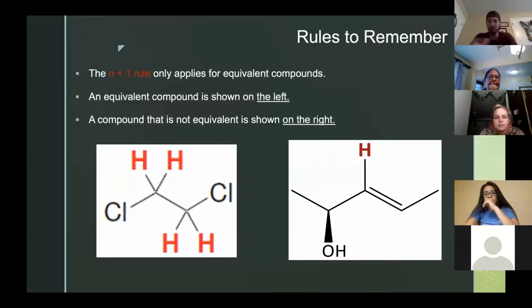The N+1 rule only applies for equivalent compounds. The one you see on the left, even though these two groups won't affect each other, is an example of an equivalent compound. It is symmetrical, so that's where you see the N+1 rule. The one on the right is not equivalent because it's not symmetrical, so you won't typically see the N+1 rule there. He'll be looking at examples, and I think it'll become more clear at that time.